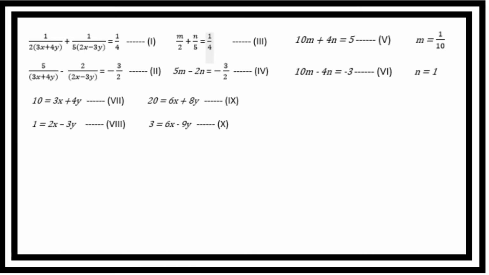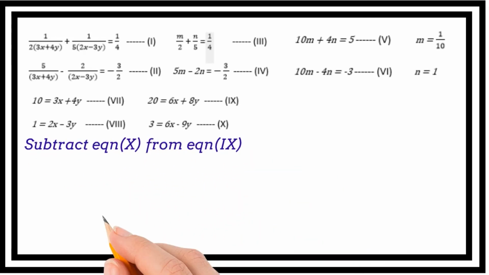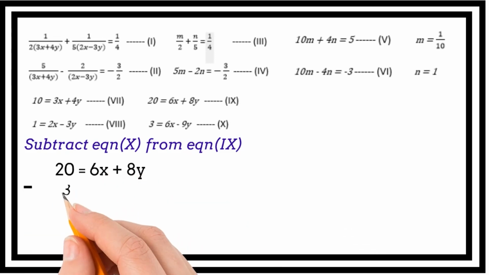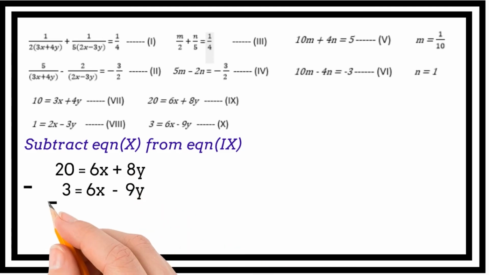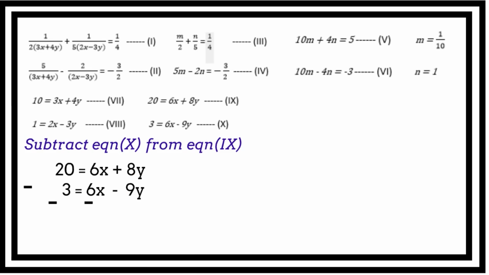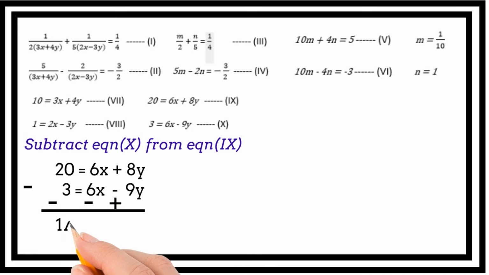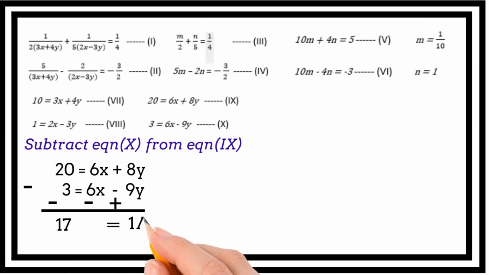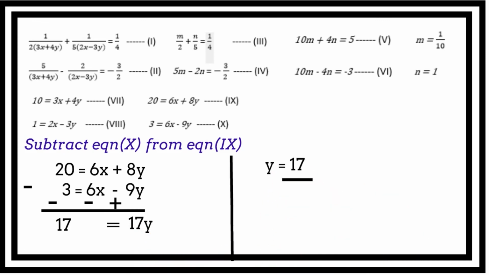Since the term containing variable x is the same and they have the same sign, we will subtract equation number 10 from equation number 9. So we will get 20 is equal to 6x plus 8y, minus 3 is equal to 6x minus 9y. We will change the sign of the below equation. So it is plus 3, minus 6x, and minus 9y becomes plus. So 20 minus 3 will be 17, 6x gets cancelled, 8y plus 9y will be 17y. So 17 is equal to 17y. Y is equal to 17 upon 17. Therefore y is equal to 1.